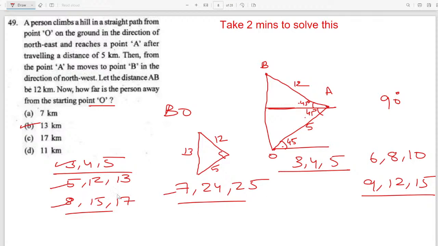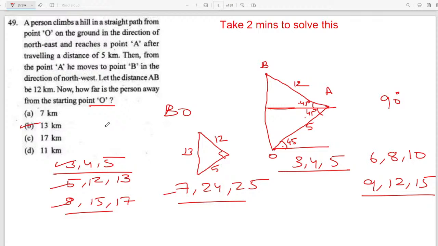3, 4, 5, 5, 12, 13, 8, 15, 17, 7, 24, 25. You may not have to memorize by heart. Sometimes you may have to just calculate, like 5, 12, 13 is famous, 3, 4, 5, and 8, 15, 17. I hope things are clear. If things are clear, I'll move to the next question.